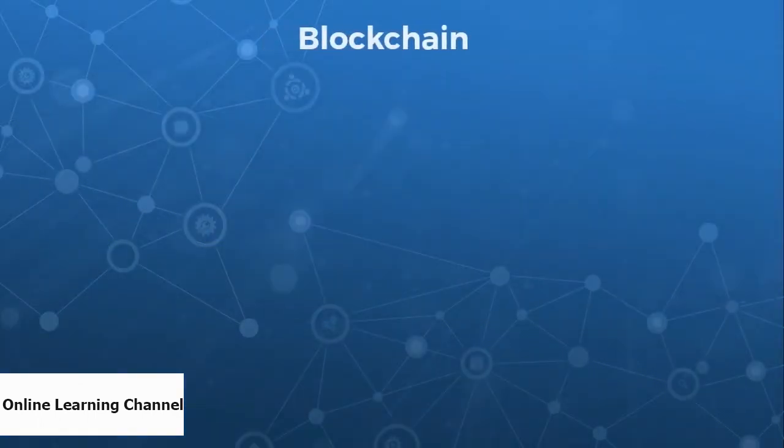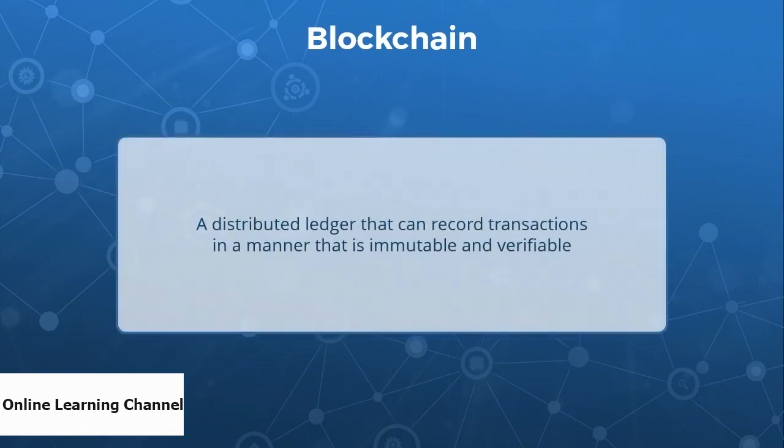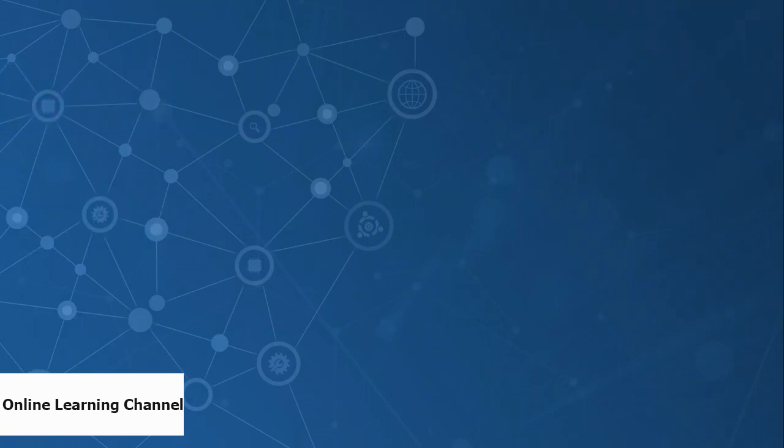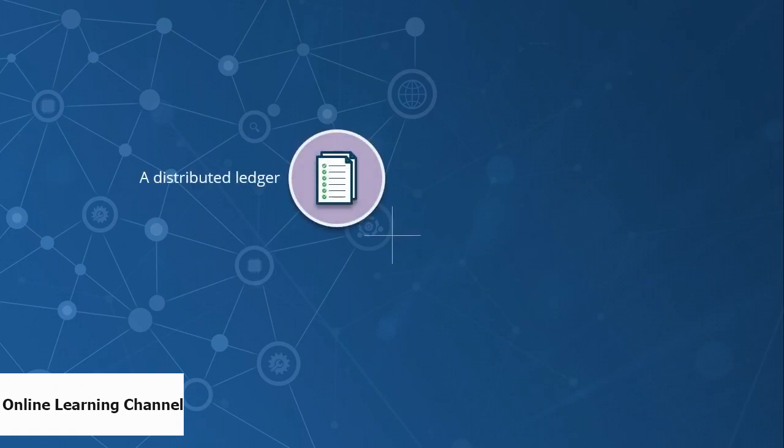Which is why we can also define a blockchain as a distributed ledger which can record transactions in a manner which is immutable and also verifiable. So let us break down this definition into its components. So a blockchain is a distributed ledger. A ledger can be considered to be any sequence of records, and the records which are stored in a blockchain are distributed across multiple nodes which participate in the blockchain network.